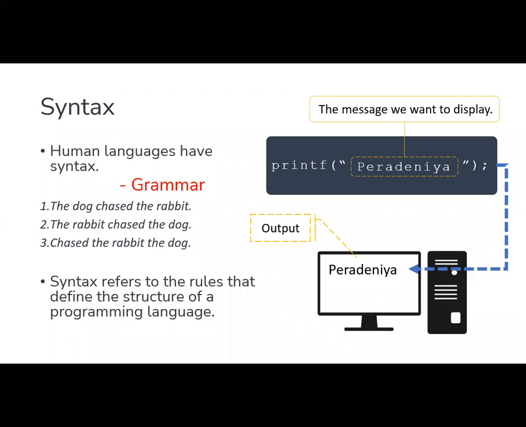Every punctuation mark, every symbol is important. These syntaxes depend on the language. This is the syntax in the C language. Java uses another syntax, it's different from here, but with the same purpose.